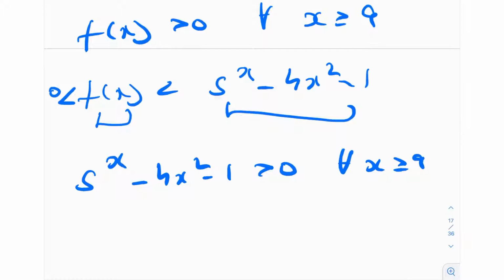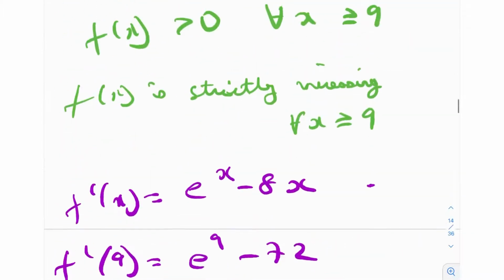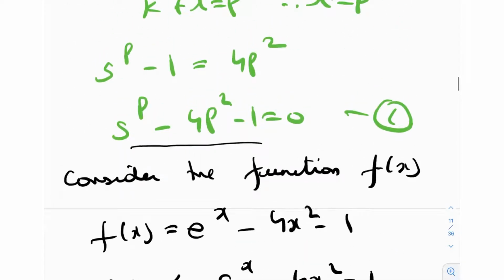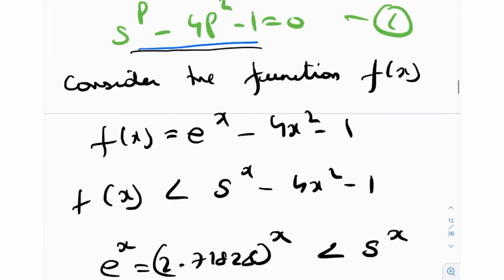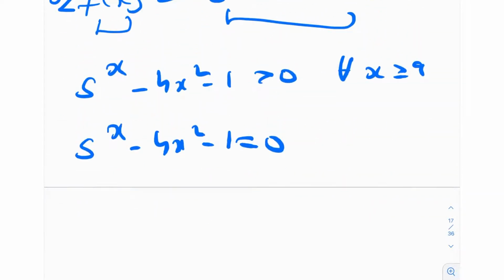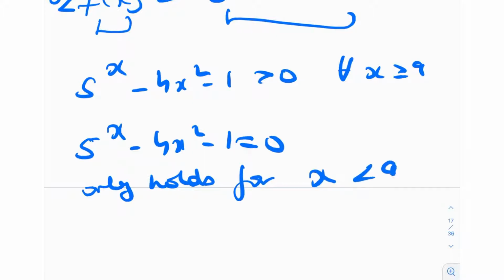But what do we want to find? We want to find 5 raised to the power x minus 4x squared minus 1 is equal to 0, right guys? Because here we want it to be equal to 0. But what we're actually seeing is for all x greater than or equal to 9, this is actually greater than 0. It never holds true, right? So 5 raised to the power x minus 4x squared minus 1 is equal to 0 only holds for x less than 9, right? Or x less than or equal to 8.